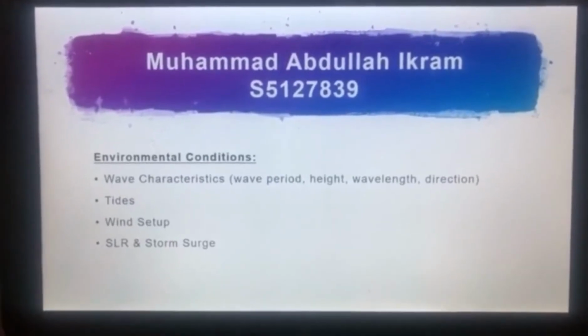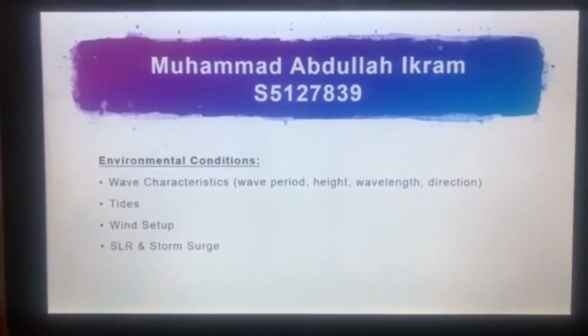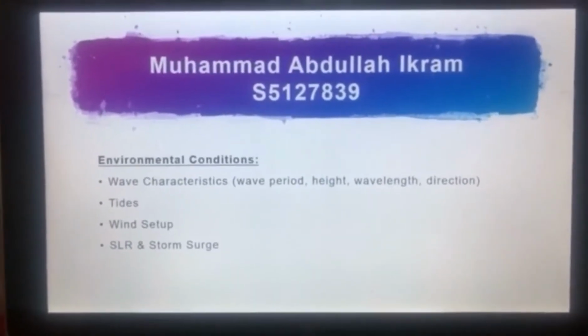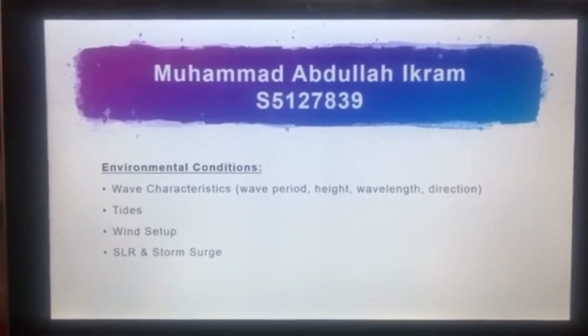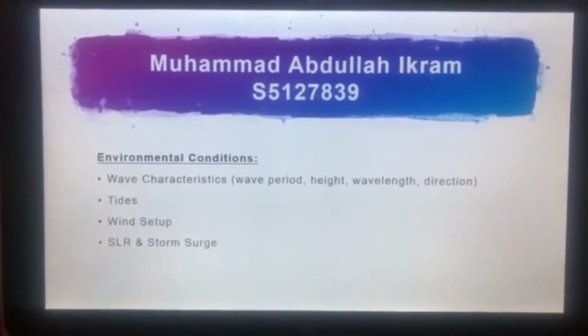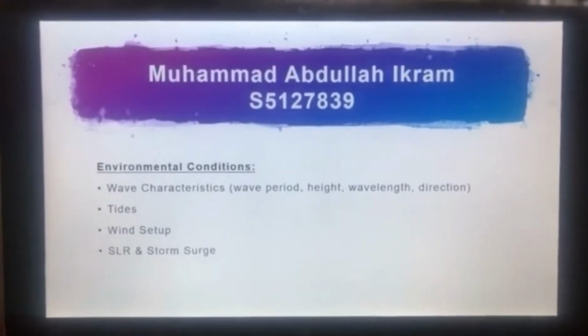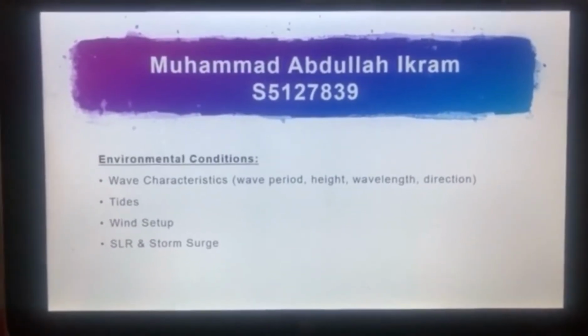Hello, I am Muhammad Abdullah Ikram, and today I am going to present on the environmental conditions which impact the planning and design of coastal structures. So in the environmental conditions, we have the wave characteristics, tides, wind setup, and SLR, which is sea level rise, and storm surge. We are going to talk about them one by one now.